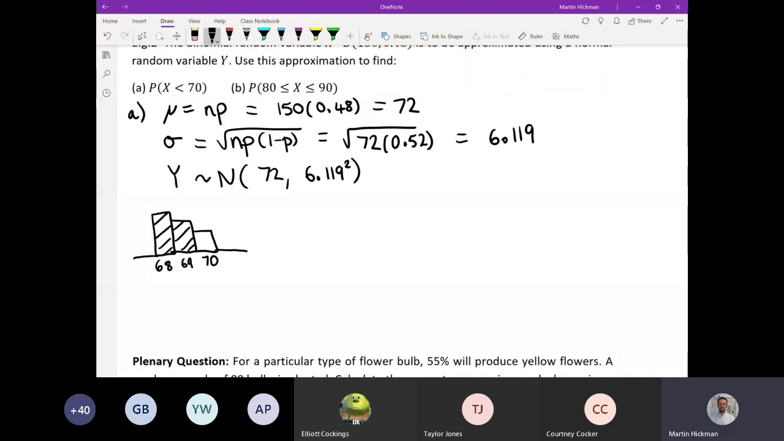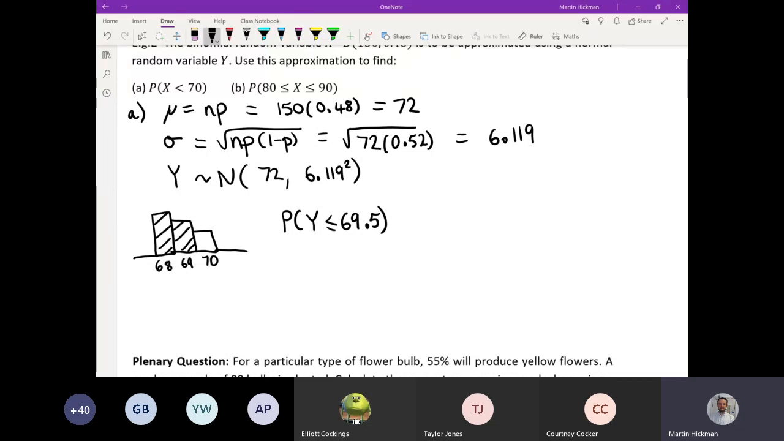And also, of course, I include 67, 66, 65, and so on. So in terms of normal distribution, the problem I'm trying to solve is what is the probability that y is less than 69.5, okay? So it's not just a case of if x is less than 70, y is less than 70. If x is less than 70, I need to do y is less than 69.5.